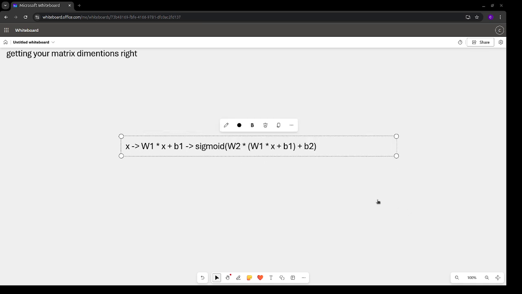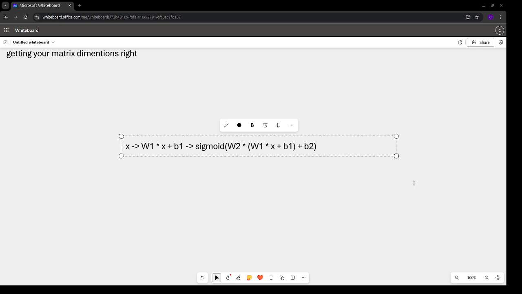Alright, so this is like Y equals sigmoid of W2 times sigmoid of (W1 X plus B1) plus B2, where X is the input data, W1 and B1 are the weights and biases for the first layer, W2 and B2 are the weights and biases for the second layer, and sigmoid is the activation function, in this case sigmoid.